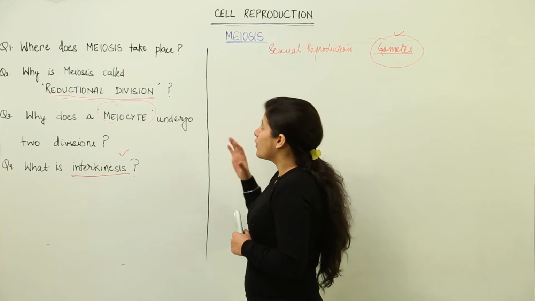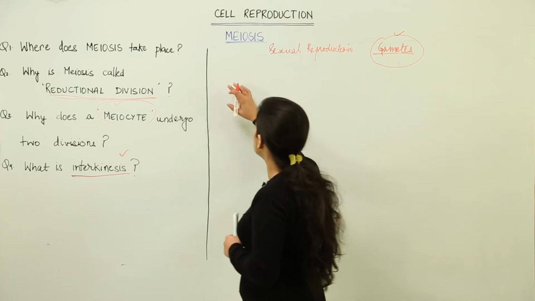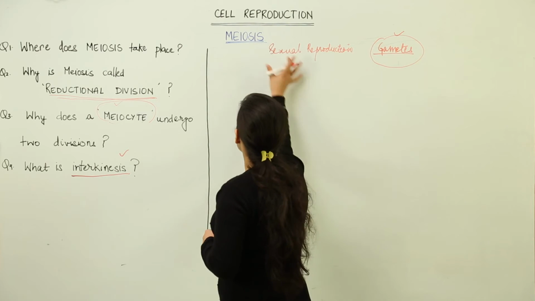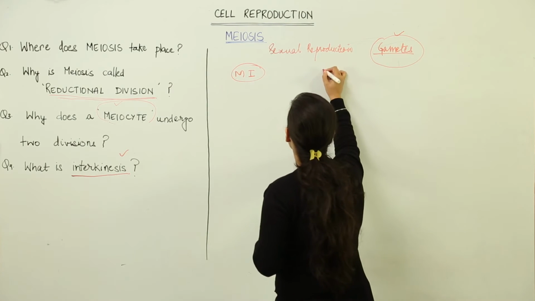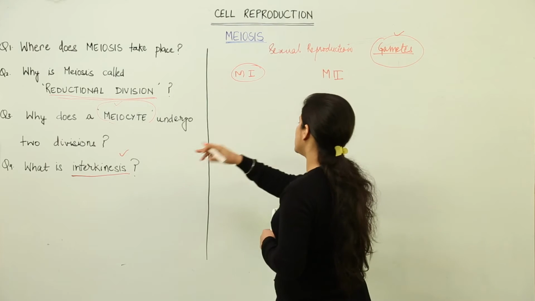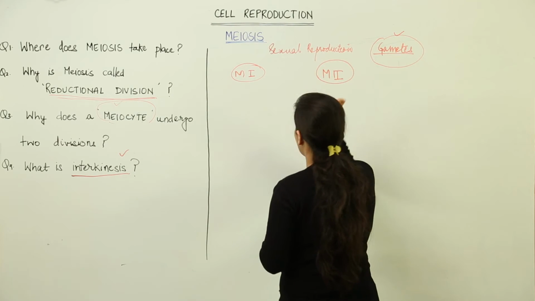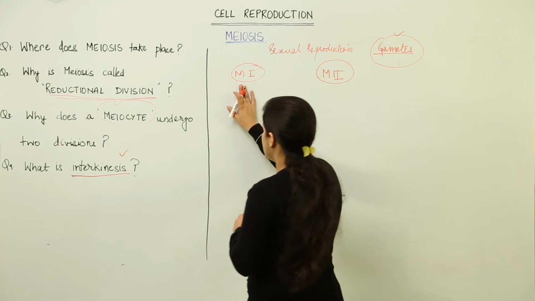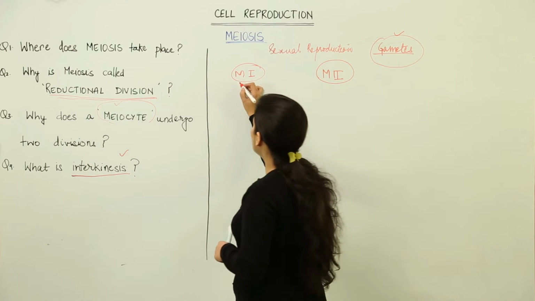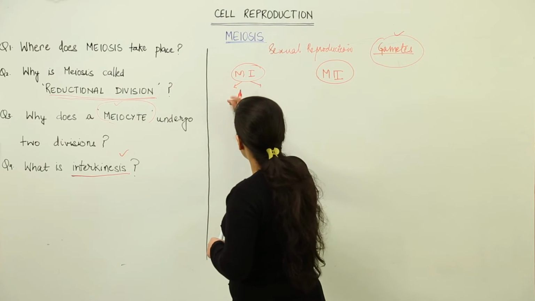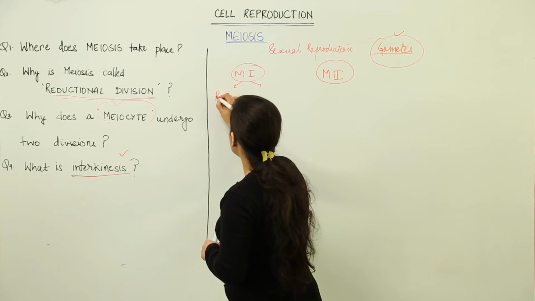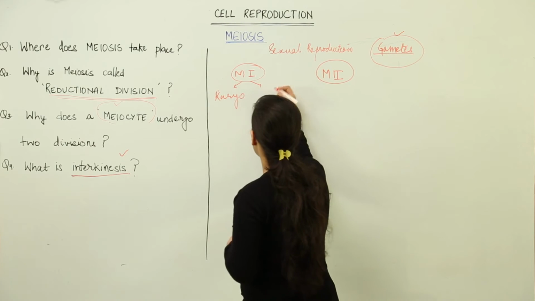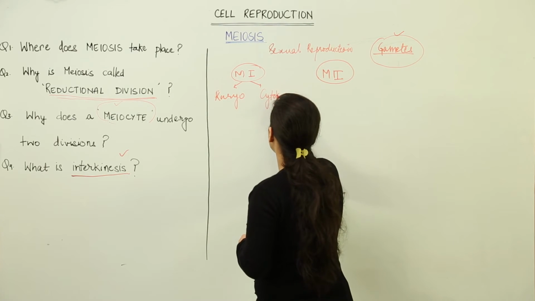Now let us see what meiosis is all about. Meiosis is a reductional division. There would be two successive divisions. One would be Meiosis One followed by Meiosis Two. Here I would deal with the last question, which asks what is interkinesis. Now when I am talking about M phase, basically mitosis or meiosis, I know it would be completed to its end by two processes. First being the karyokinesis, and it would be followed by cytokinesis.